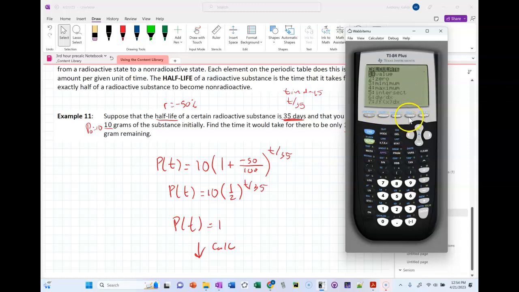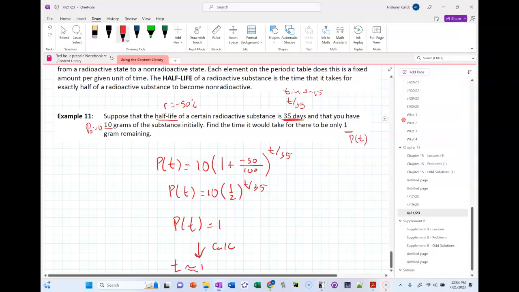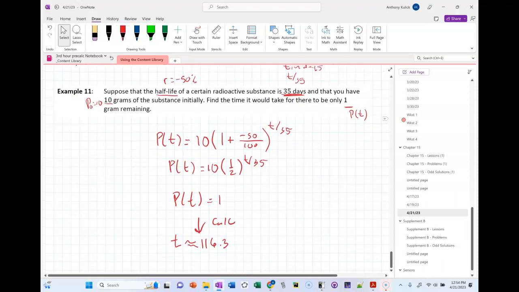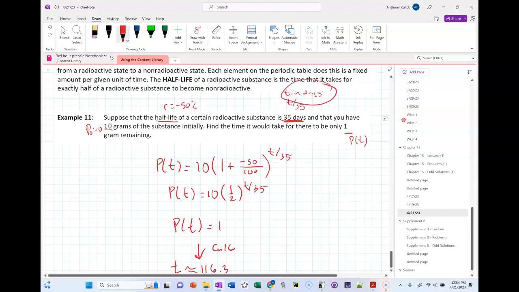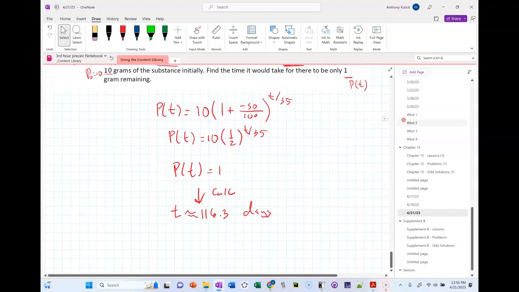Second trace, intersect, enter, enter, enter. And I got 116.3. And what is the unit here? Days. Because we decided to write this in days.